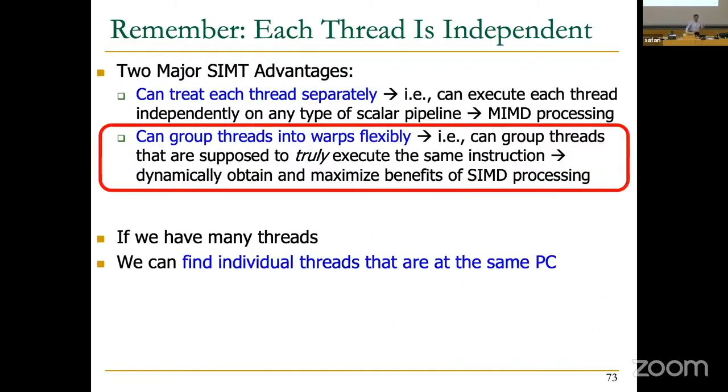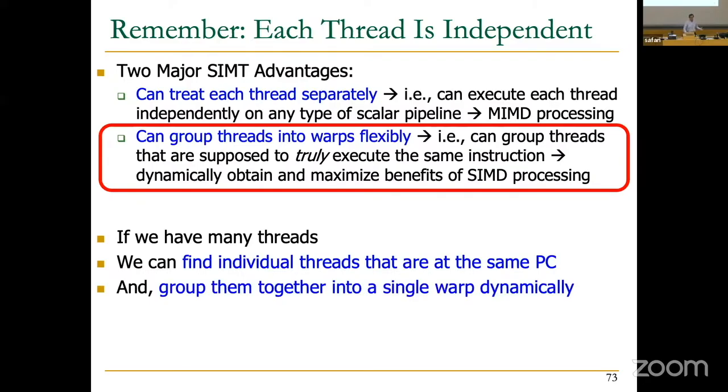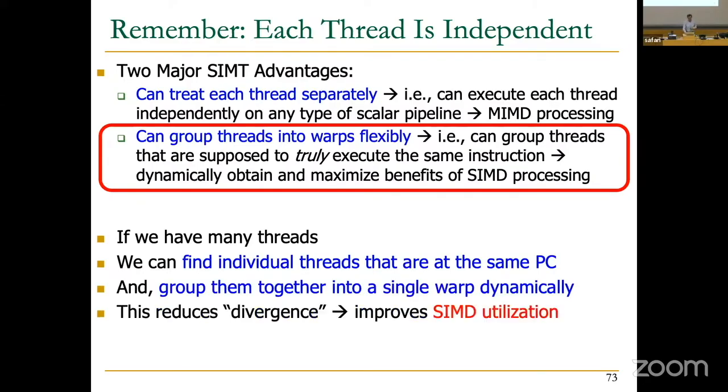So if you have many threads, you can find individual threads that are at the same PC. You need some hardware support to do that, and group them together into a single warp dynamically. This reduces divergence. In other words, it improves SIMD utilization.